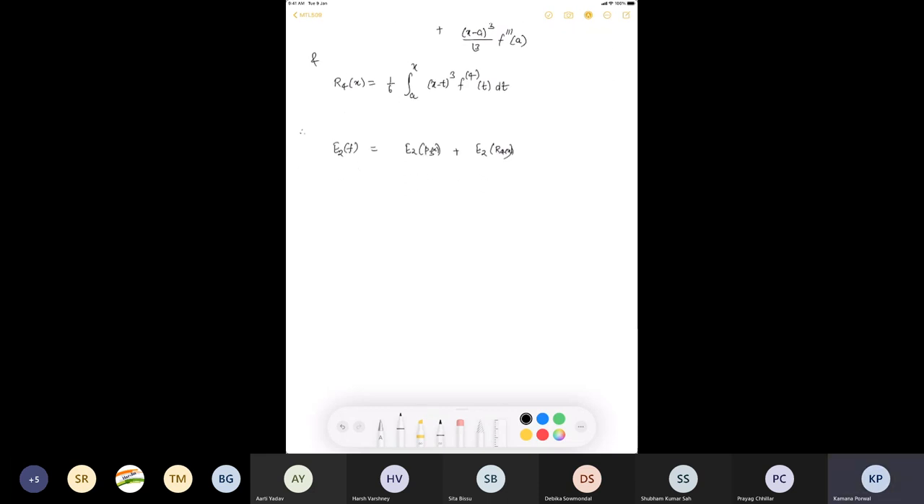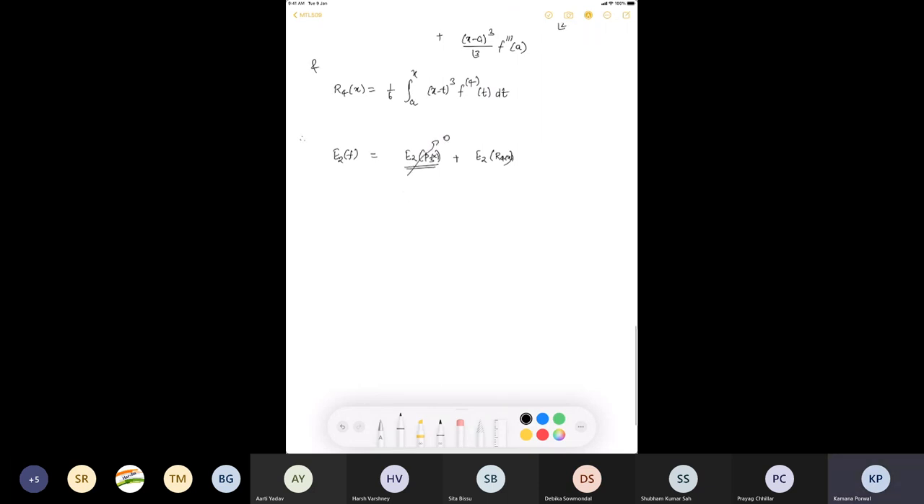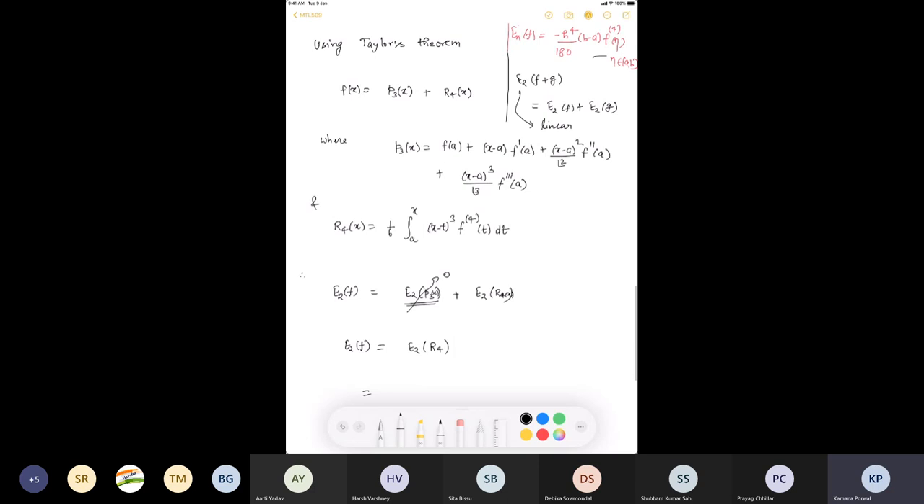So now what can we see about this quantity? What is the error in this cubic polynomial using the Simpson rule? Zero. It is going to be zero. So the error in the function f using the Simpson rule is the same as the error in the function R4.